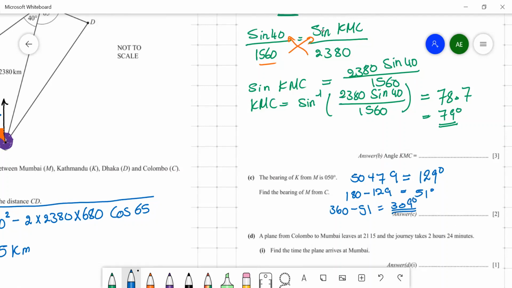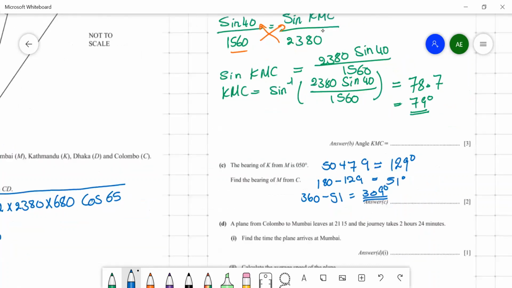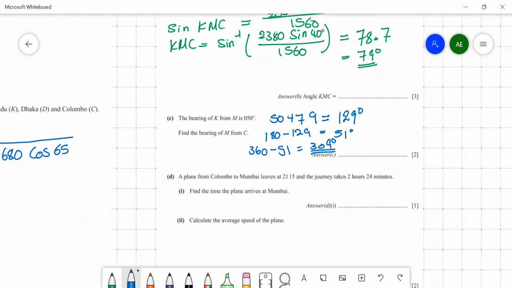A plane from Colombo to Mumbai leaves at 21:15 and the journey takes 2 hours 24 minutes. Find the time the plane arrives in Mumbai. Okay, 21:15 plus 24 minutes becomes 21:39. And plus 2 hours, it becomes 23:39.